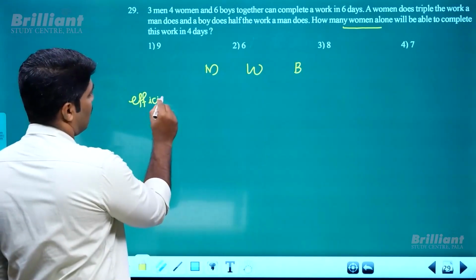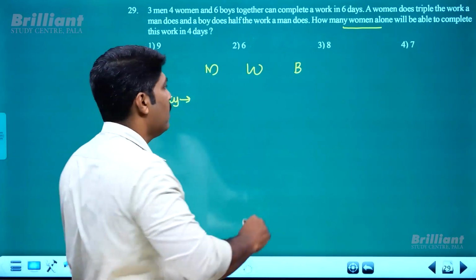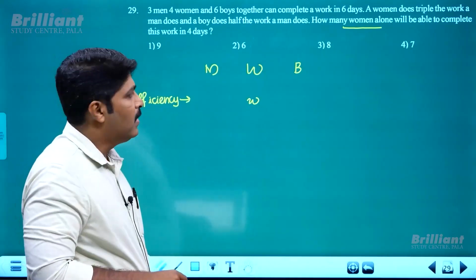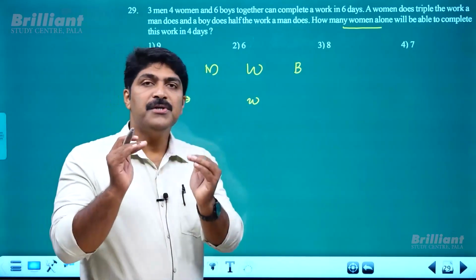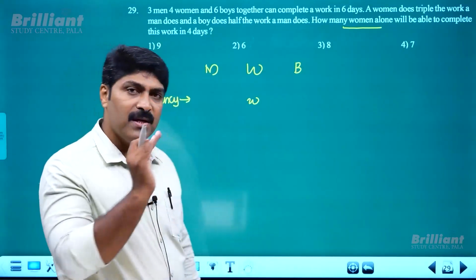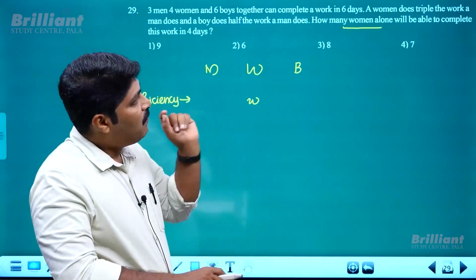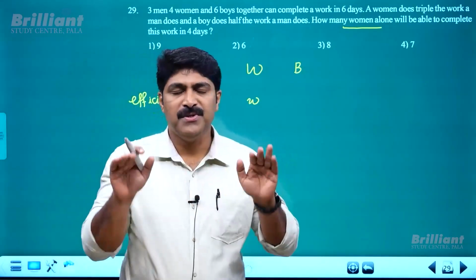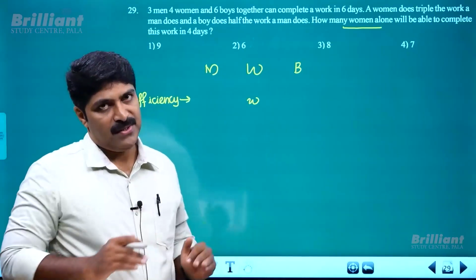So I am considering the efficiencies of this group. I am starting from the woman. Suppose the efficiency of a woman, I just put as W. What it means is a woman can complete W units of work per day. That's simple logic. And what's the statement in the comparison part? A woman does triple the work that a man does in a day.